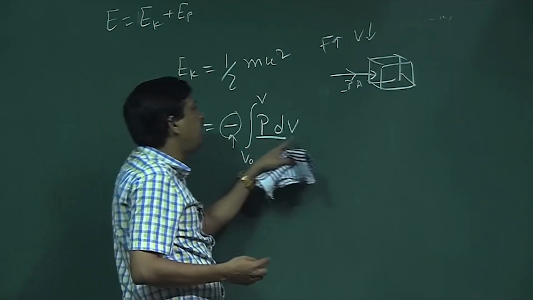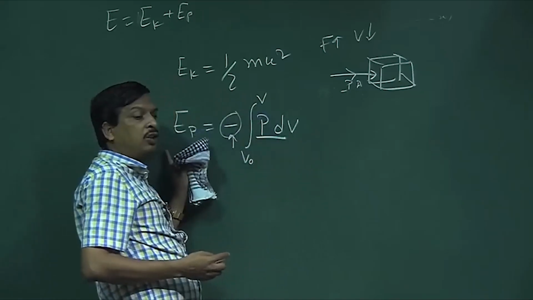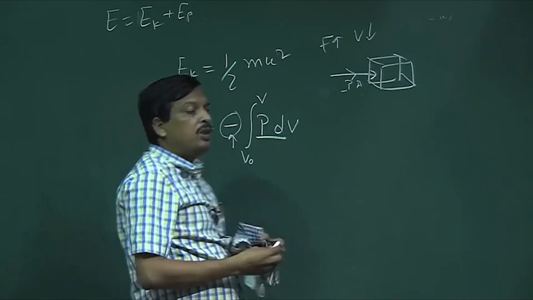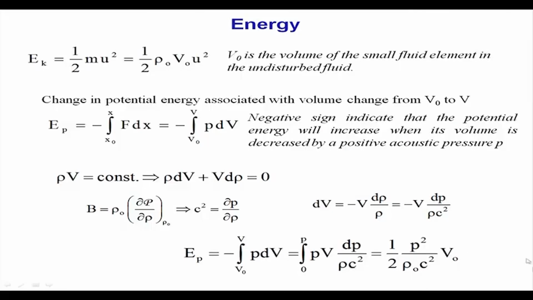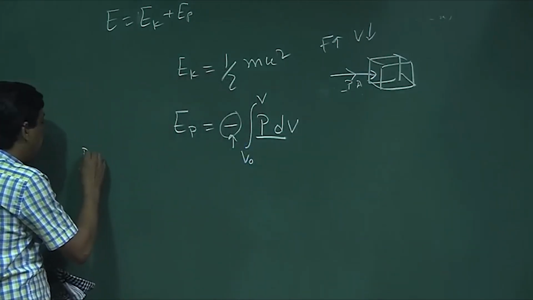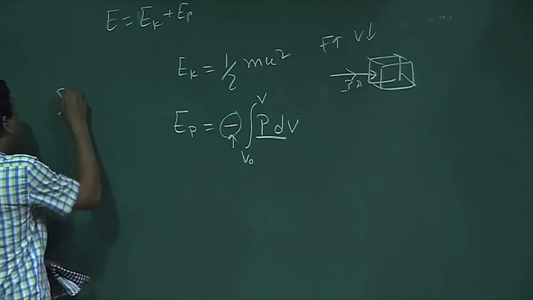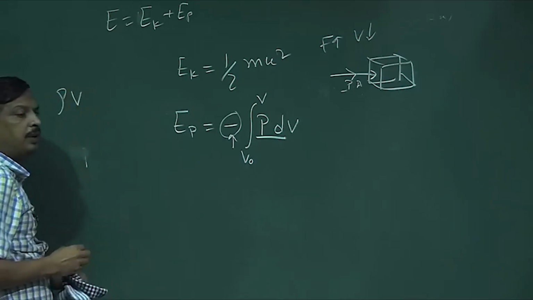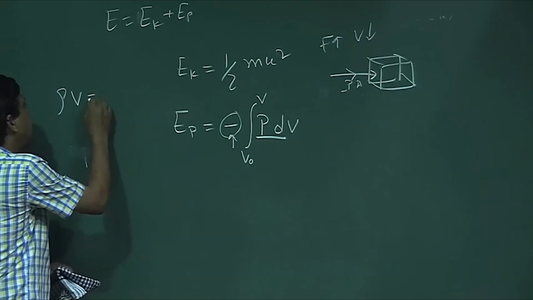So, due to the change of volume, the potential energy will be created. If you see the slide also, the negative sign indicates that the potential energy will be increased when the volume is decreased by positive acoustic pressure P. Now, if you remember, rho into V is nothing but the mass. So, rho V is nothing but a constant.